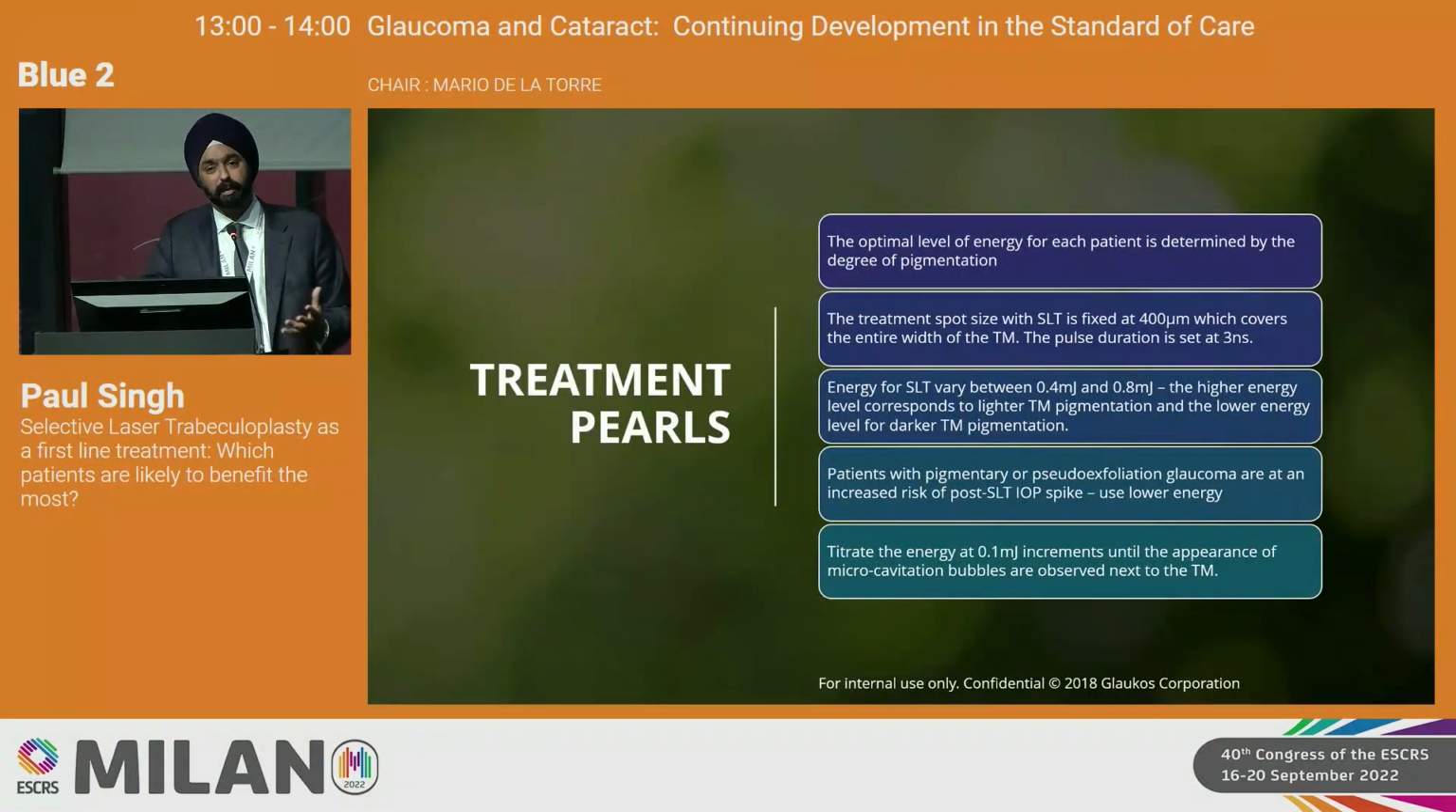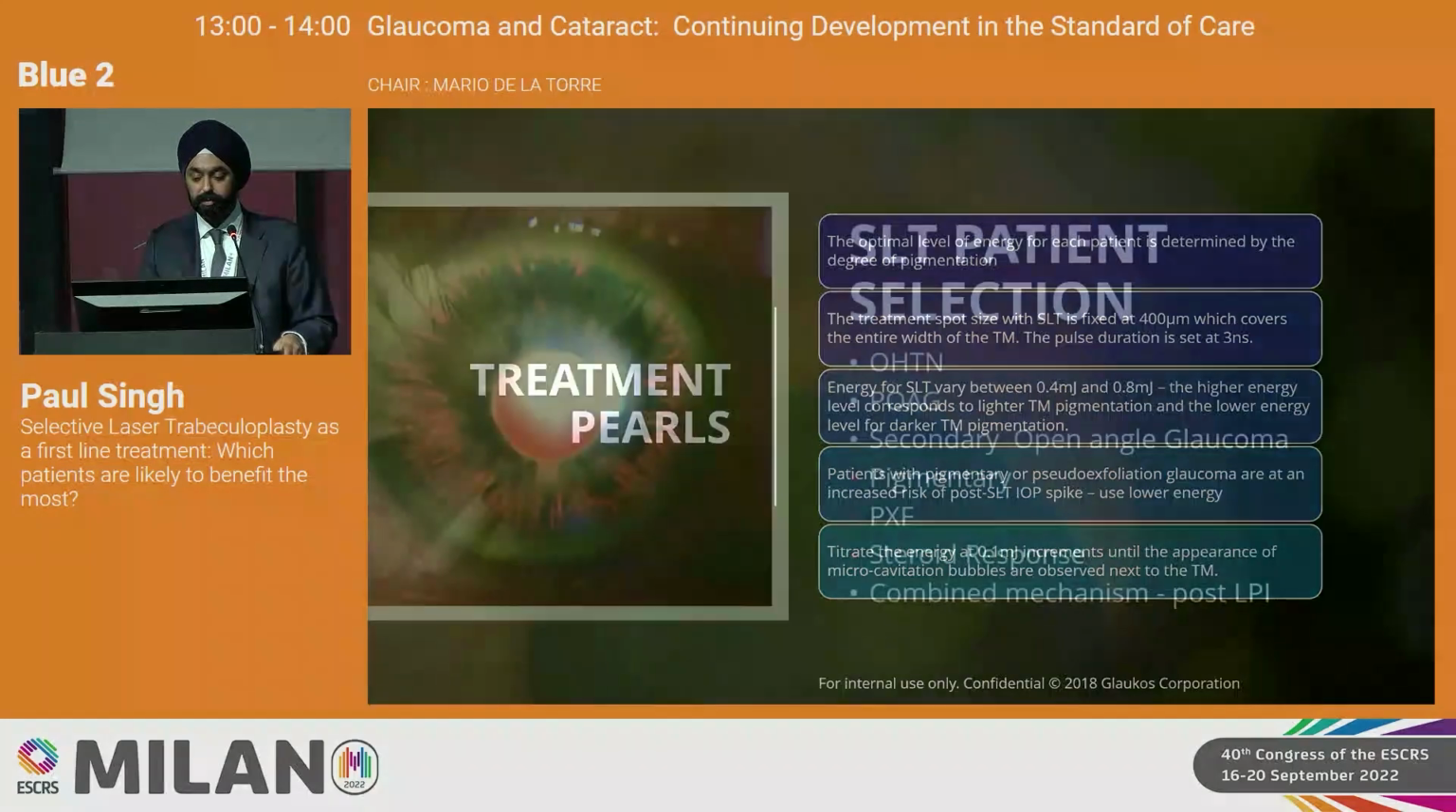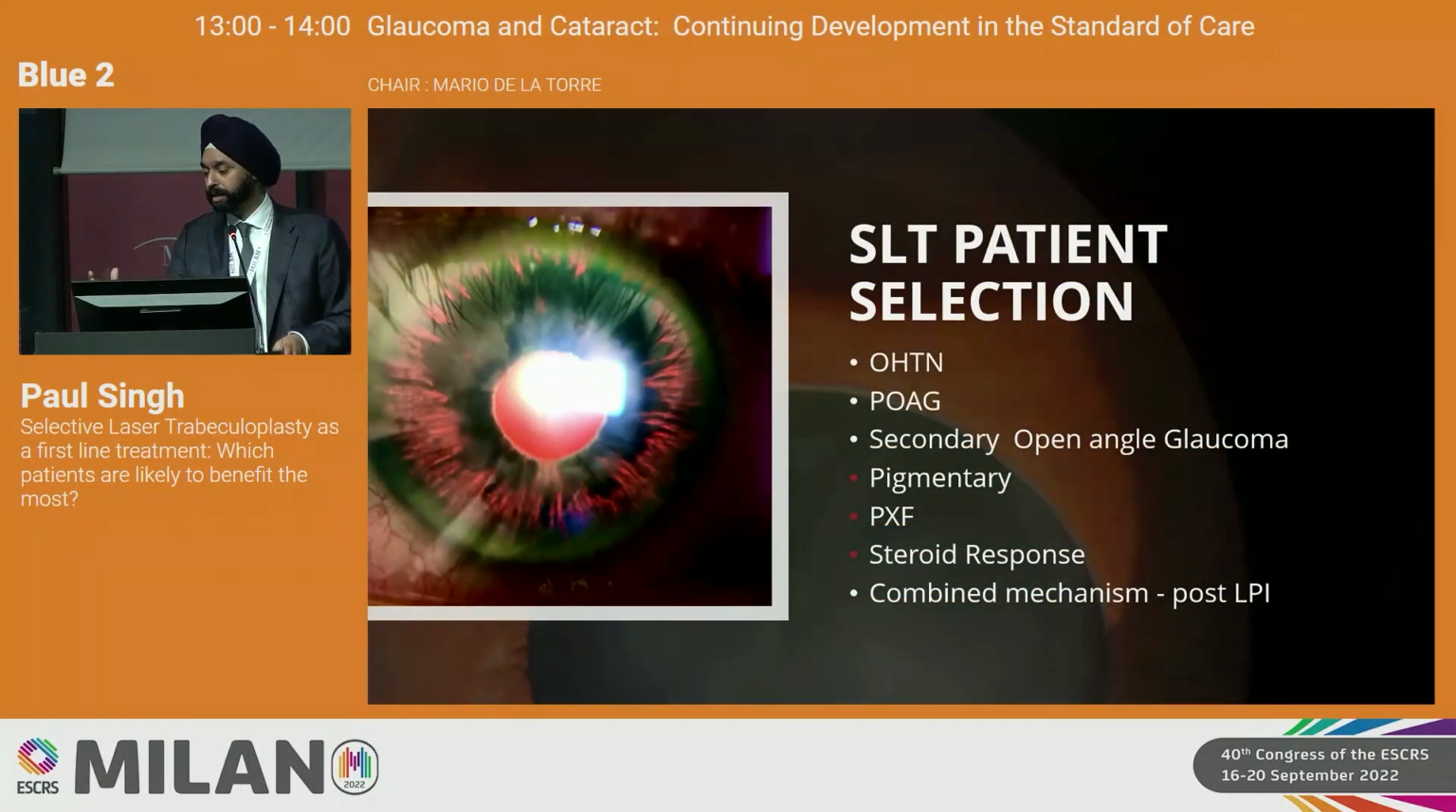As some of the pearls, I started on 0.5 or so, 0.6 millijoules. And I go up and down depending on the level of pigmentation. The more pigmented the TM, the lower the power I use, because pigmented patients absorb the energy better and have a little bit higher risk of developing a pressure spike afterwards as well. And so I vary it depending on pigmentation, and I use that titration of the champagne bubbles. Once I see it, then I stop increasing the power, even if I don't see champagne bubbles for every single shot I do.